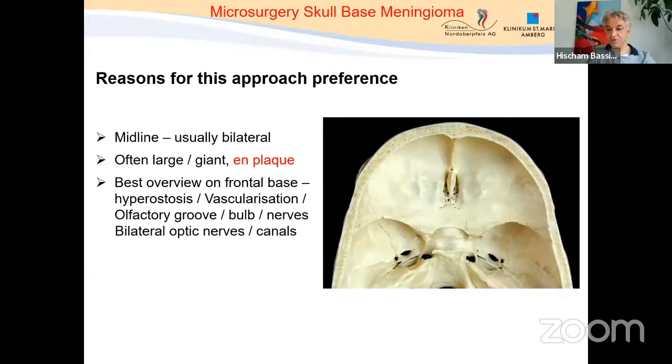You have a very good overview of the cribriform plate and the olfactory groove and the bulb and the nerves, and you can protect them and preserve them if olfaction is an issue to be protected and preserved. And you've got a very good view of both optic nerves and chiasm and the optic canals, and you can also open the optic canals via this approach.